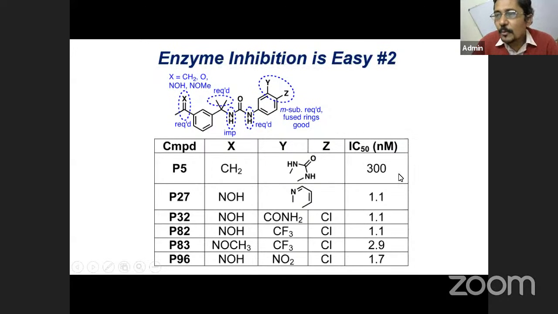I assume that you know about IC50. It's the inhibition constant, 50 percent. So it indicates whether the compound is killing the enzyme or not. So this is a very important principle which we need to learn. Here we are talking about the IC50.